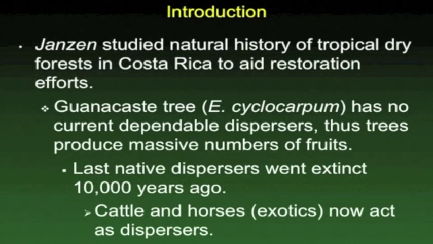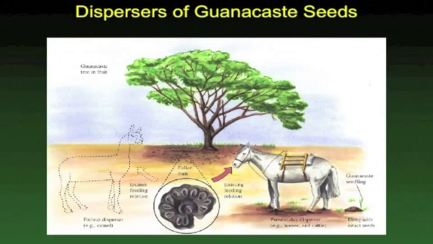Jansen knew that the dispersal of seeds for the Guanacaste tree was critical to the survival of the dry forest, and this previously was done by large herbivores that had gone extinct as a result of extensive hunting. And he recommended that horses be used in order to replace that major herbivore.